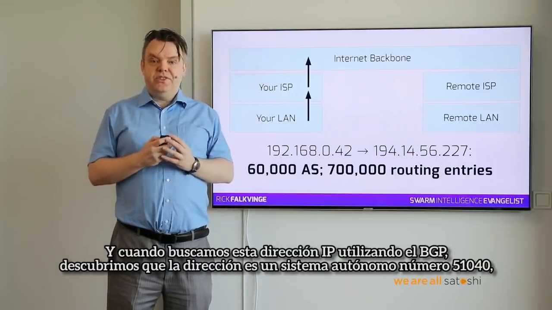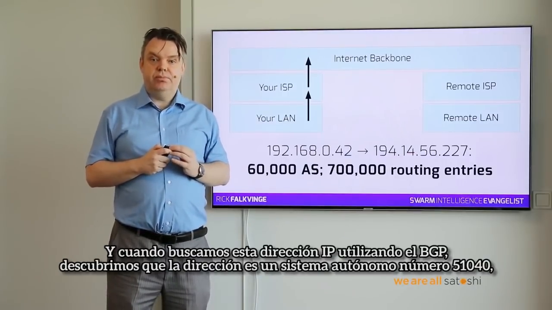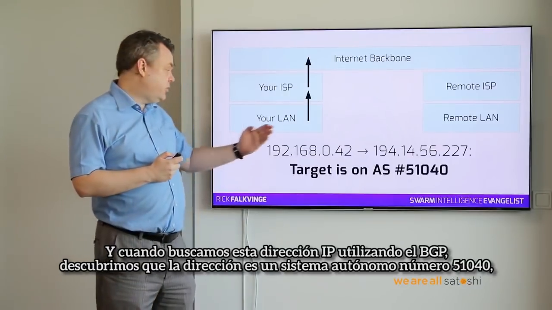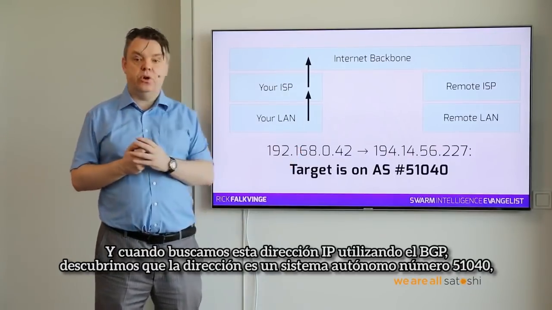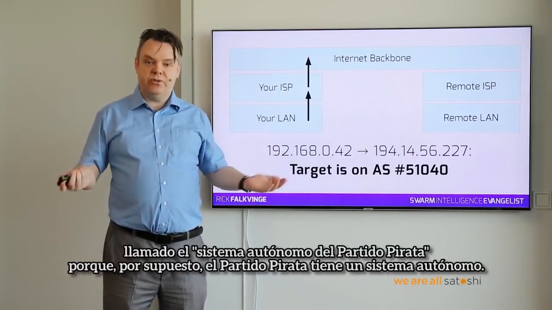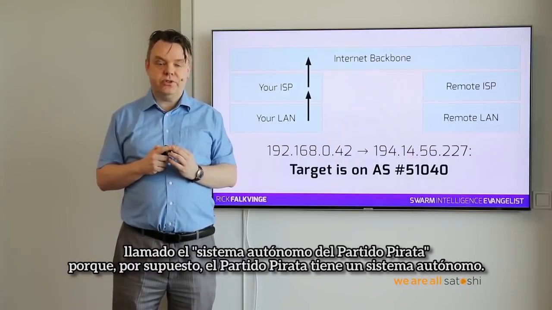And when we look up this IP address using the Border Gateway Protocol, we find that the address is in autonomous system number 51040, called the Pirate Party Autonomous System, because of course the Pirate Party has an autonomous system.